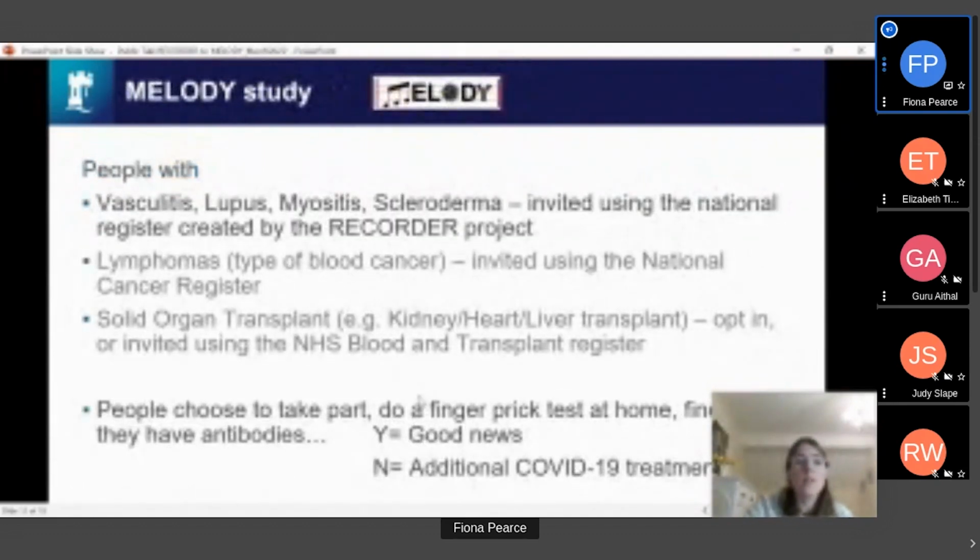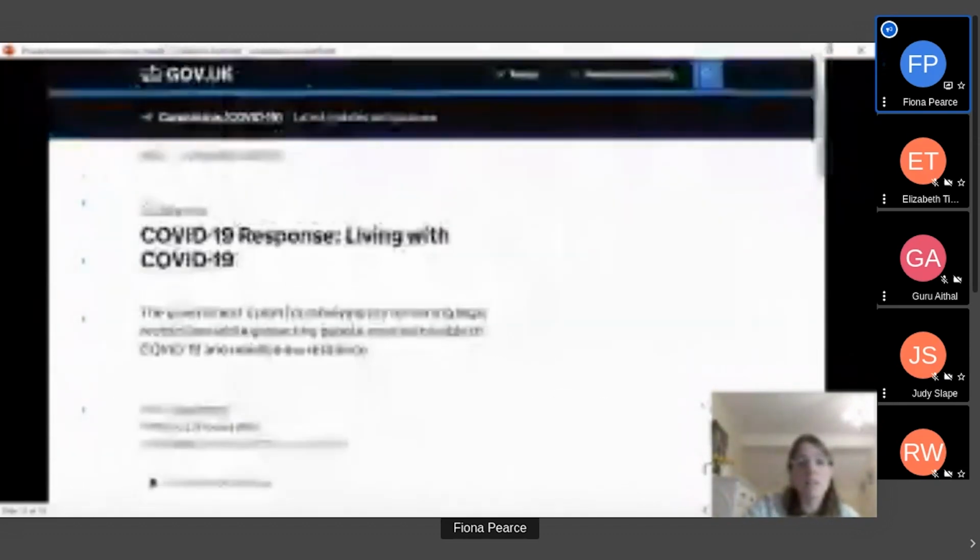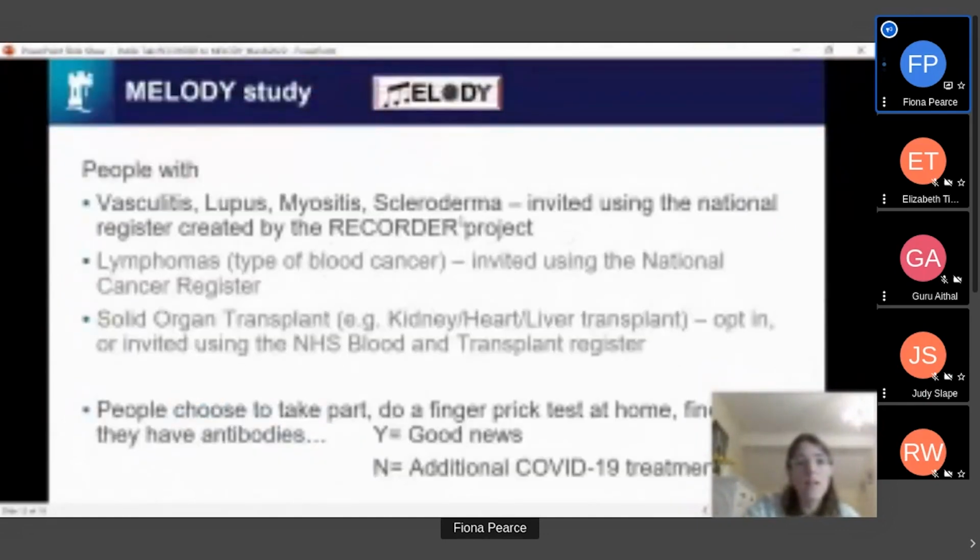So we were able to use that register that we've built using the national data. We've been able to write to 20,000 people with vasculitis, lupus, myositis, and scleroderma to invite them to say, would you like to take part in a study that you can do in your own home that allows you, by a finger prick blood test, to check whether the vaccinations you've had will protect you against COVID-19. And that study's underway at the moment. We've posted out the invitations and people are taking part.